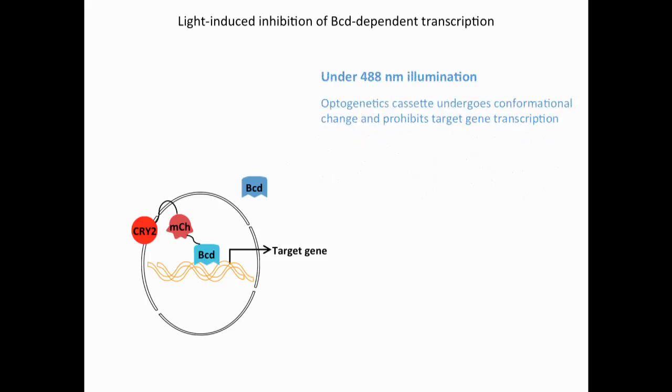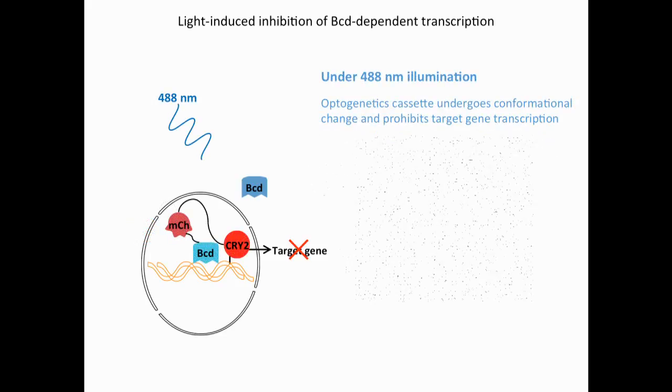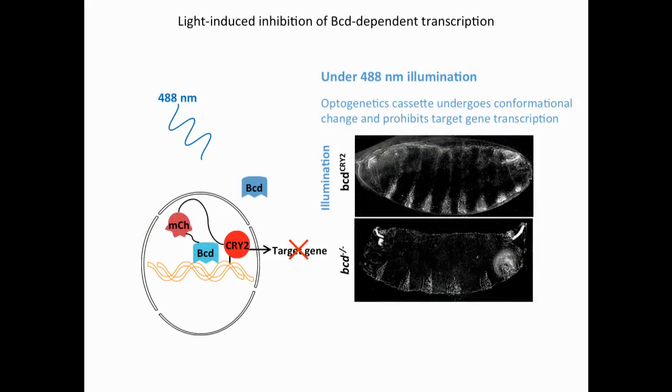However, if we illuminate the embryo with blue light, the Cry2-bicoid protein undergoes conformational change. It still binds to its native bicoid binding sites, but it prohibits the transcription of the target genes, potentially due to conformational hindrance. The illuminated embryo, as shown here, fails to develop head and thorax parts, resembling a bicoid knockout phenotype.